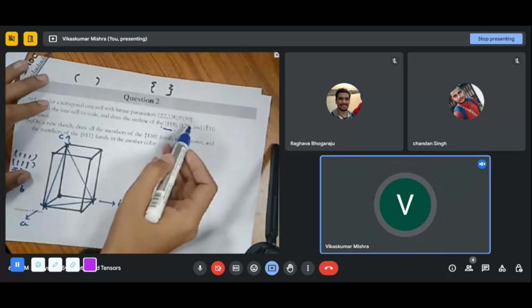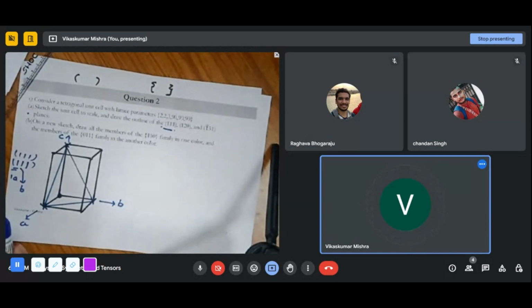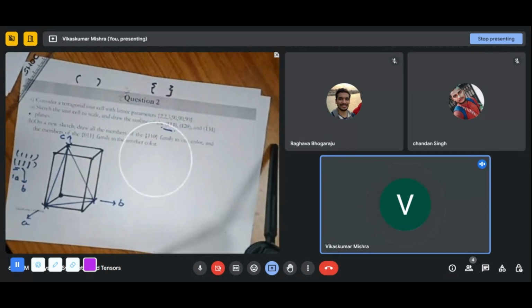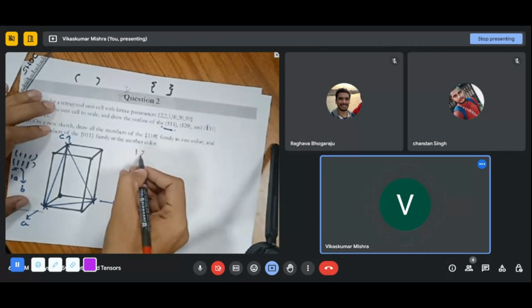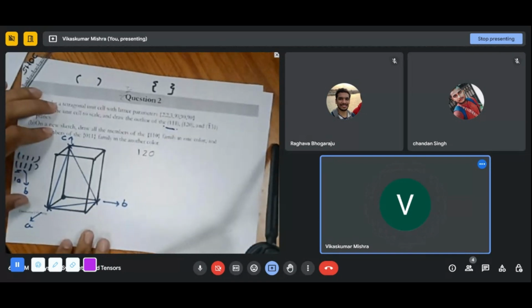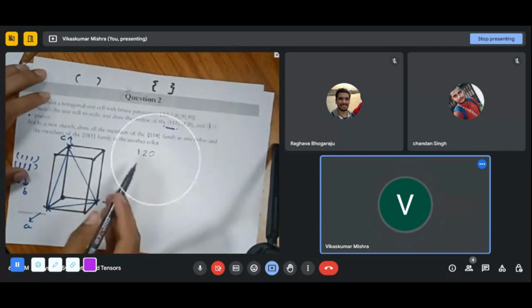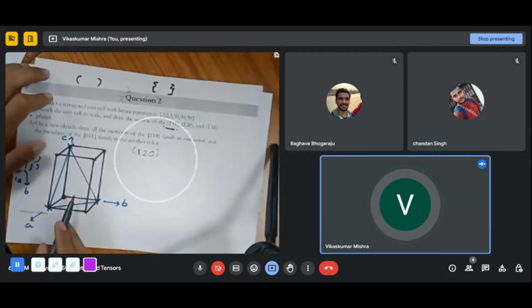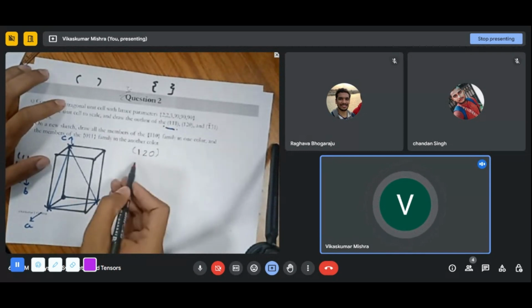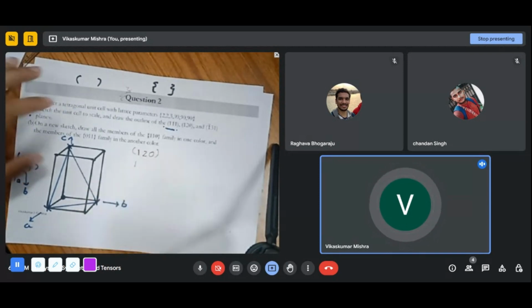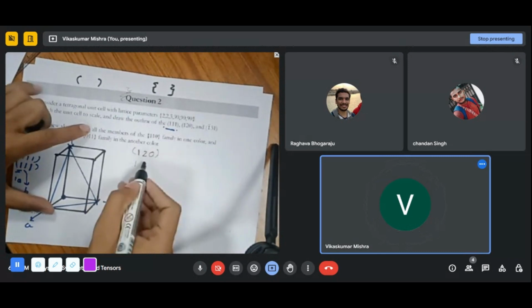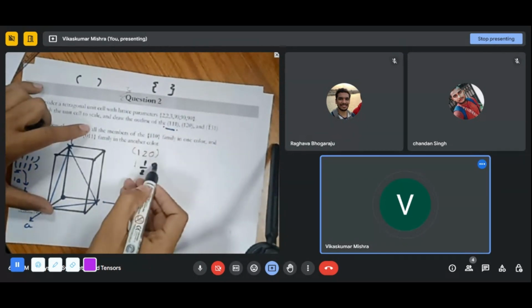The second one is asking us, this time I will choose some other color. Let's hope it will work. So now we have 1, 2, 0, this particular plane. Again, these are the Miller indices for the given plane. We know that we need to take the reciprocal of it first. Reciprocal of 1 will be 1. Reciprocal of 2 will be 1 by 2. Better we take black only. And reciprocal of 0 will be infinity.